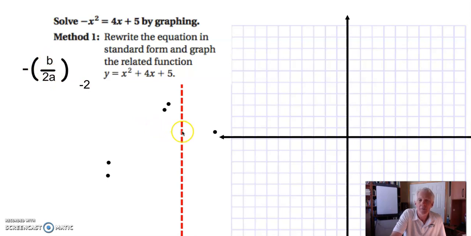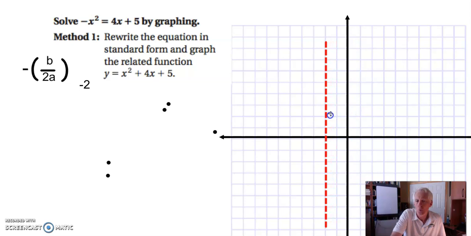So I'll take my axis of symmetry and put it at negative 2. Okay, negative 2 for my axis of symmetry. The next thing to do is the y-intercept, positive 5. So I'm going to go to positive 5: 1, 2, 3, 4, 5. There's my y-intercept. Since I have my axis of symmetry, I can put my other point right there.